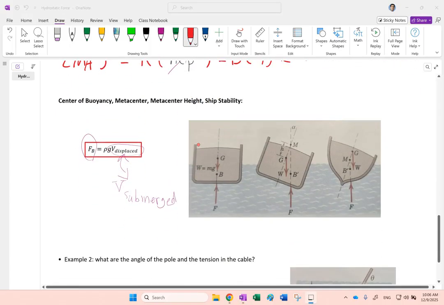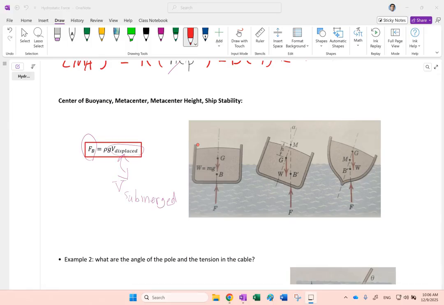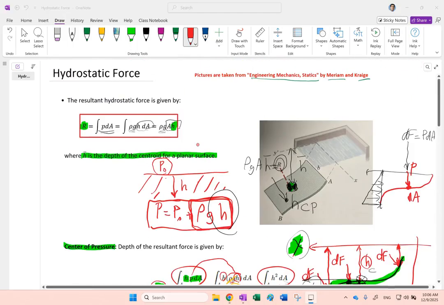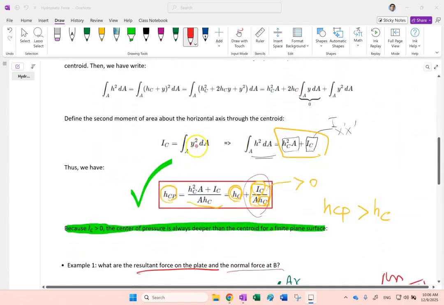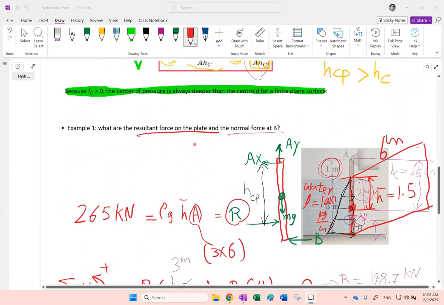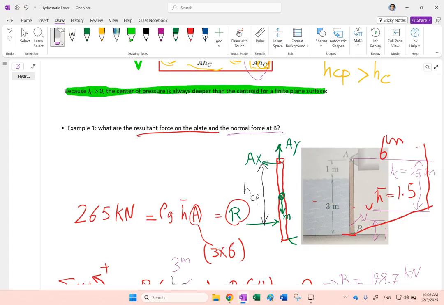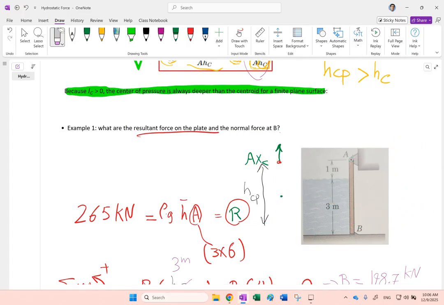Now, you might ask, is this buoyancy force something different from the hydrostatic force? No, it's the same thing. Except that here, the difference is, if you look at this example here, you see that only one side of the object, in this case, is exposed to the water. So the fluid is on one side of the object, not on both sides. So it's not submerged. It's just putting pressure on that wall on one side, not on both sides.